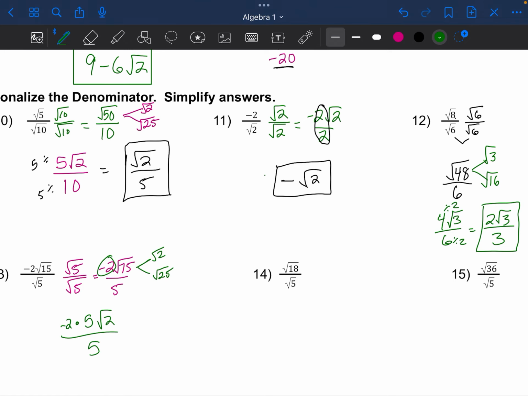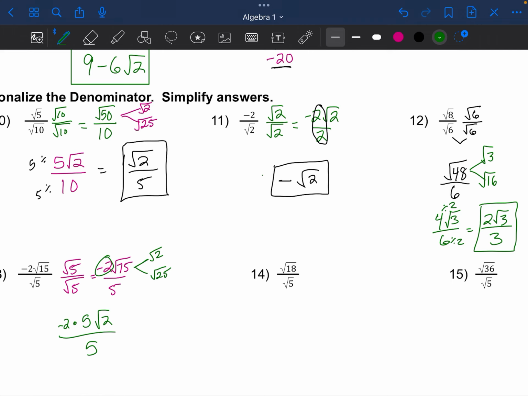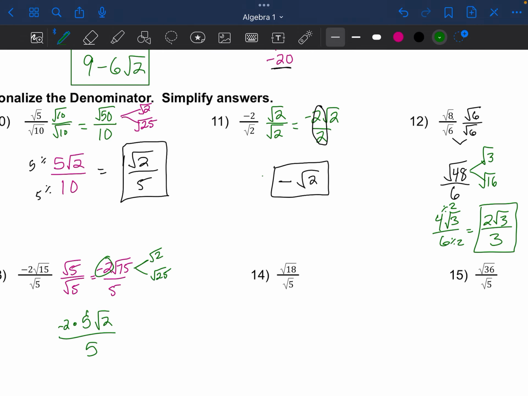over 5. Since there's a 5 being multiplied on top and we're dividing by 5, we can go ahead and cancel these ones out. So then we're just left with negative 2 times square root of 3. Box it up.